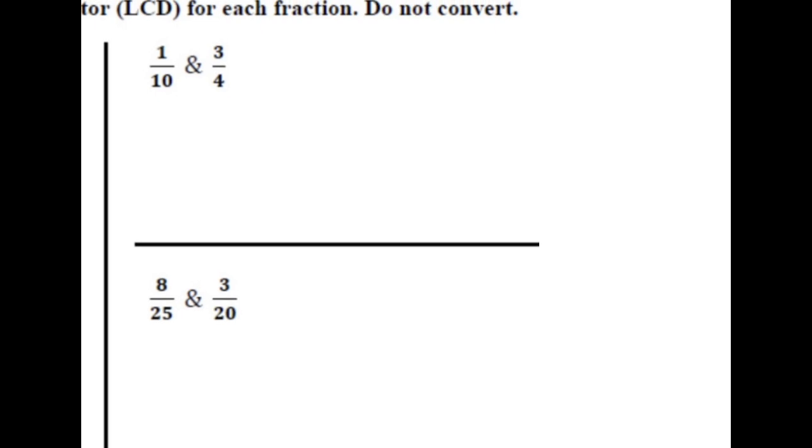Let's look at these two. I don't care about the 1 and the 3. All I care about is the 10 and the 4, because those are the denominators. I want to find the least common denominator. It has nothing to do with the numerators. So I'm going to take a 10 over here and a 4 over here, and I'm going to break them down. 10 and 4 each have a 2 in them, right? So I'm going to include a 2 right from the beginning. And now see what's missing. So 2 times 5, and 2 times 2.